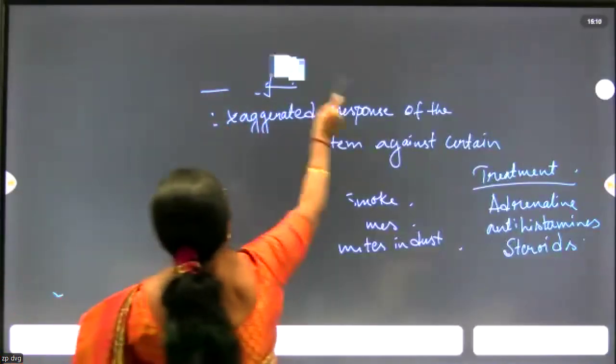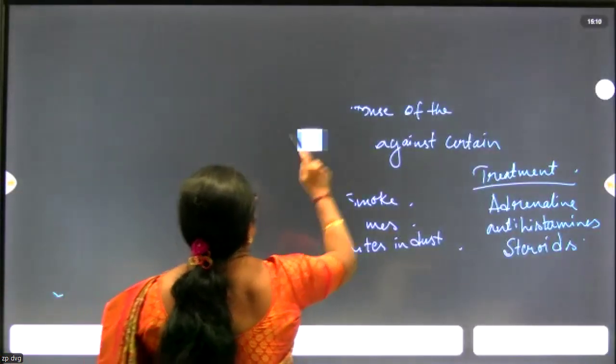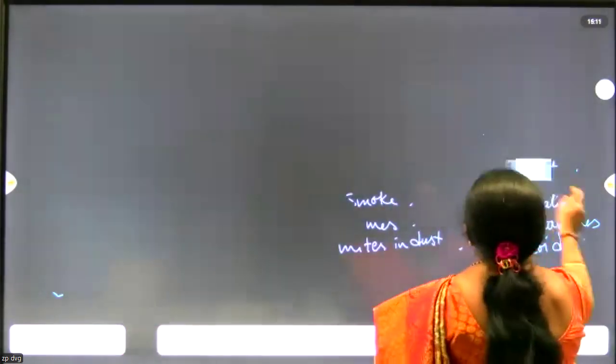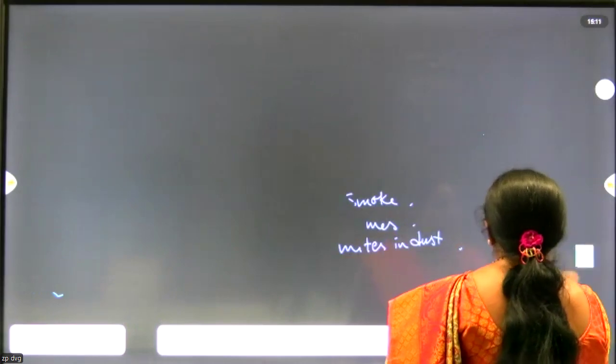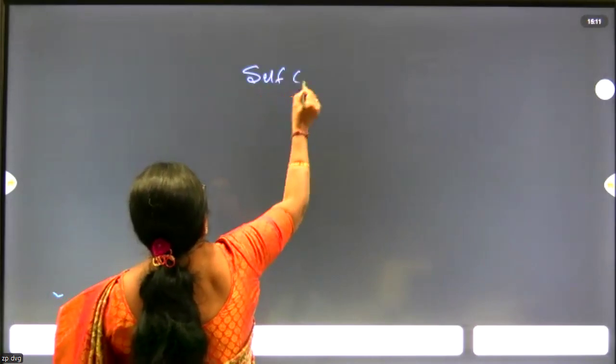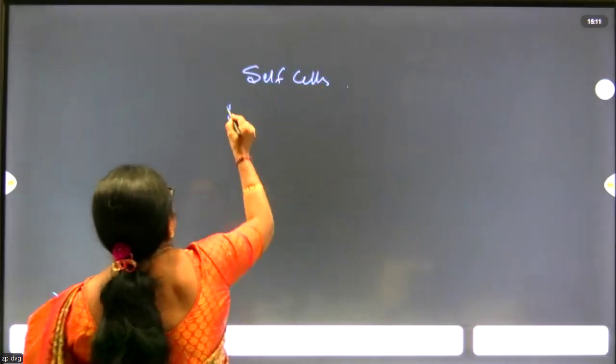Autoimmunity. What do you understand by autoimmunity? Autoimmunity is when our own body, or the immune system, starts destroying the self cells. In the immune system, we have something called self cells and non-self cells.